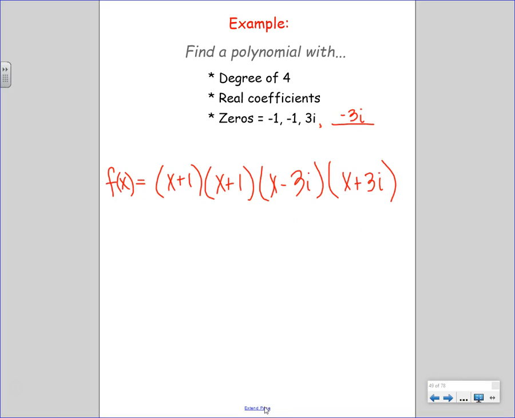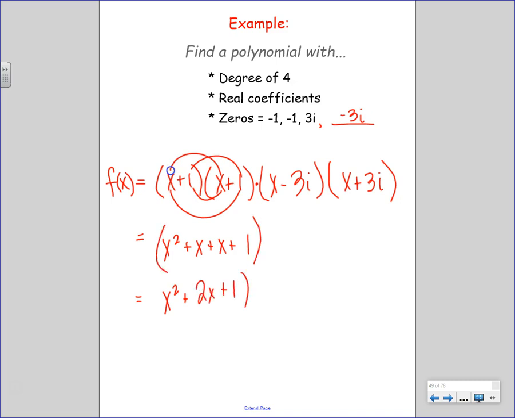FOIL the first 2. Just what's x plus 1 times x plus 1? You would just do this one. Okay, Chris already has something. X squared. X squared plus x. Okay. Plus x plus 1. Which combines to be? X squared plus 2x plus 1. Okay, now, this does need to be multiplied by the next guy, but we got half of it. We got the first 2 FOILed together. X squared plus 2x plus 1.